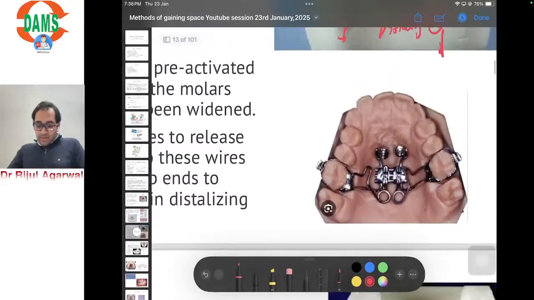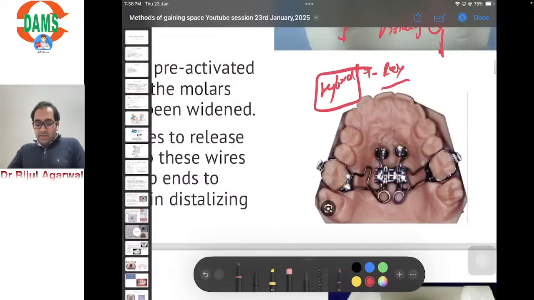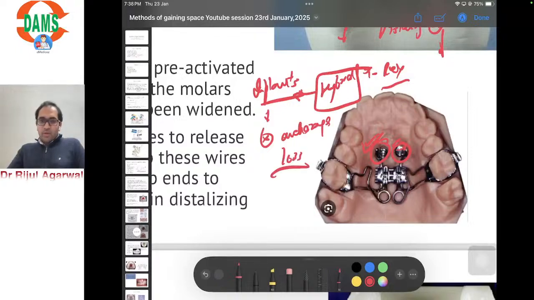Okay, so this is the hybrid T-Rex appliance. Whenever this word hybrid is attached to any appliance, hybrid means there will be presence of palatal implants or TADs. Any appliance can have a hybrid version: hybrid pendulum appliance, hybrid T-Rex appliance, any. It will have the presence of temporary anchorage or palatal screws so as to avoid anchorage loss. So this is the hybrid T-Rex appliance with the presence of anterior palatal screws in it.